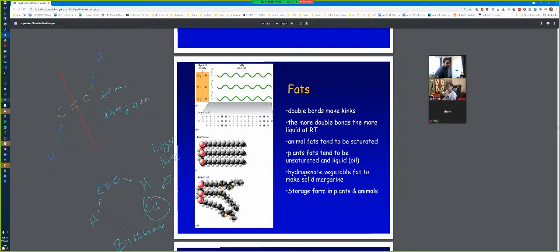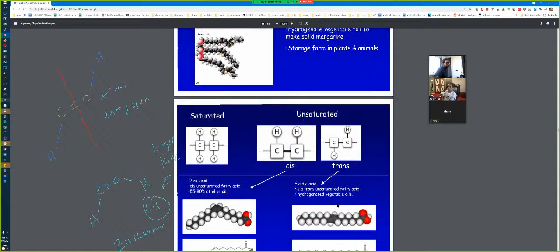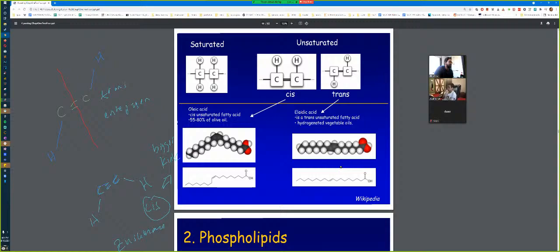So this is what they say, hydrogenate vegetable fat to make solid margarine. Essentially it's bad for you because it can be compacted into a solid, and therefore it can clog up your arteries with plaques. Yep. Got it.